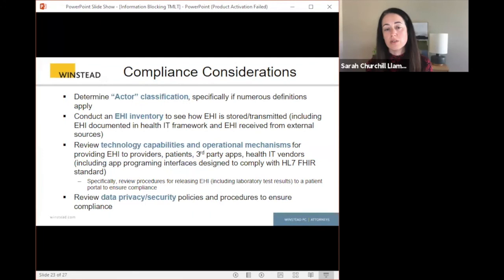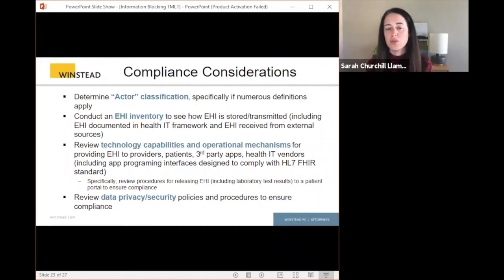These are really good questions to be asking your EHR vendors, and including asking them about application programming interfaces, which are the APIs that will comply with the HL7 FHIR standard, so FHIR. And then you really want to start looking at your procedures for release of EHI, including lab test results to a patient portal to ensure compliance.